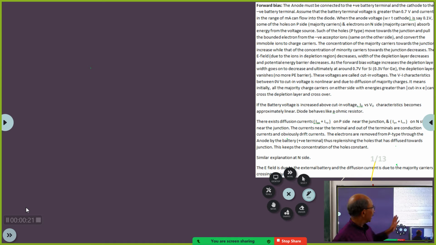Before I start with the next section, we will start using the diode now. So far we have understood what a diode is. Now we shall start using a PN junction diode. If you have no questions, we will start. The first thing is forward biasing.